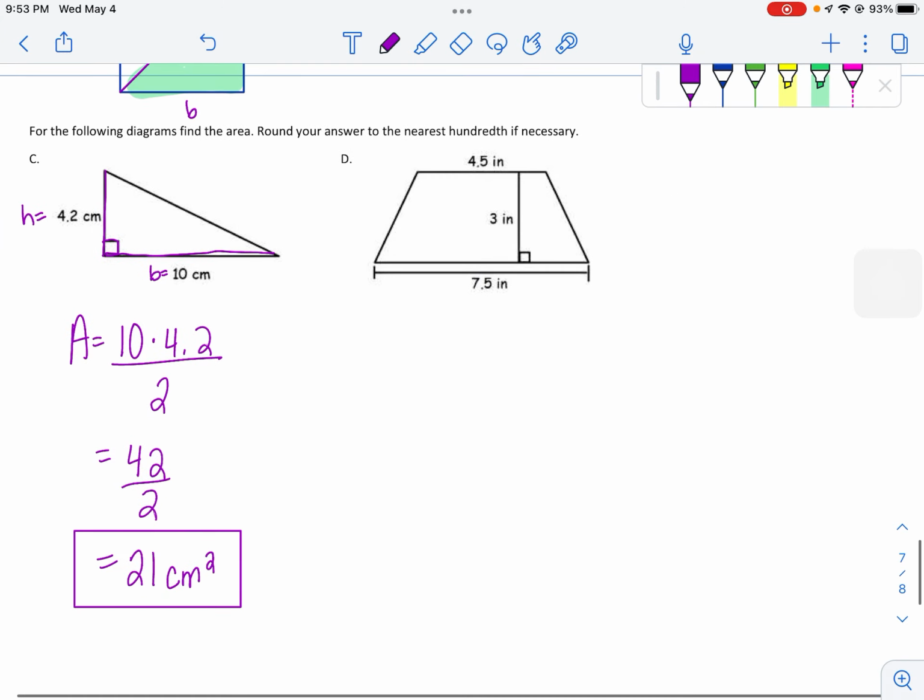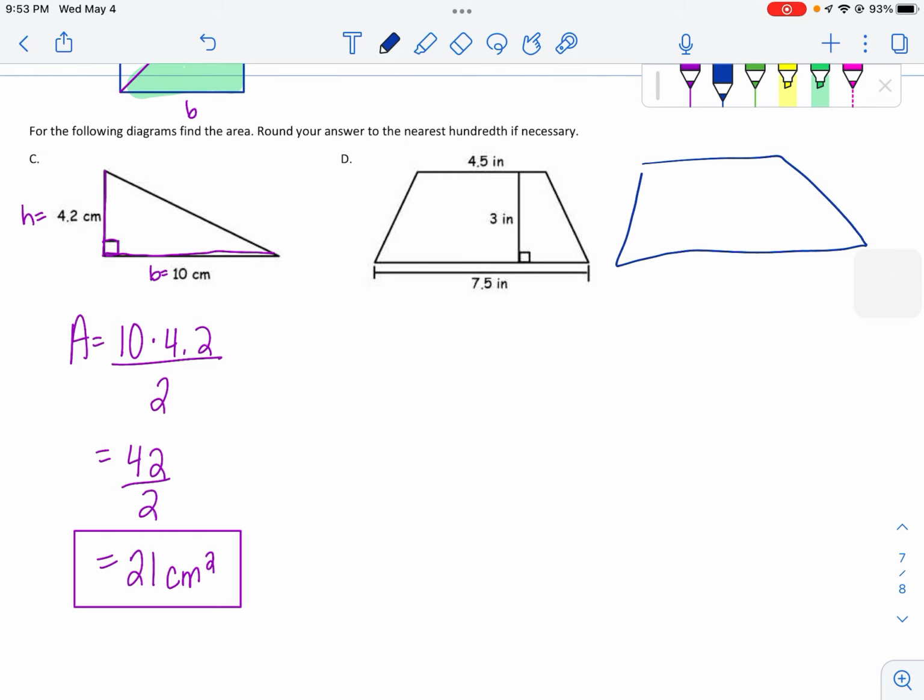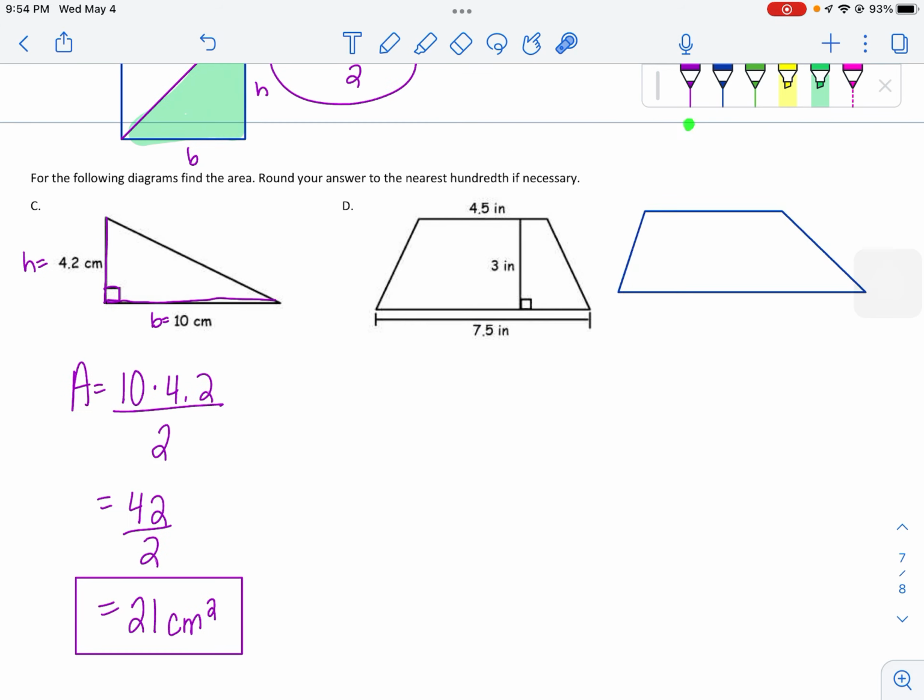The last example I have for you for area is a trapezoid. A trapezoid is kind of a unique shape. It has four sides and two of them are parallel. The two that are parallel are the top and the bottom, and those are your bases. Then it has two slanted sides that run in different directions, so that if you continued these lines they would eventually meet, so they're not parallel lines. We call the top base 1, and we call the bottom base 2.